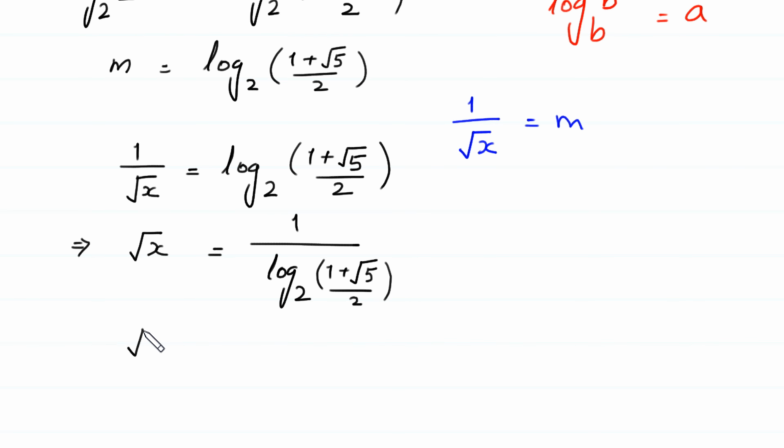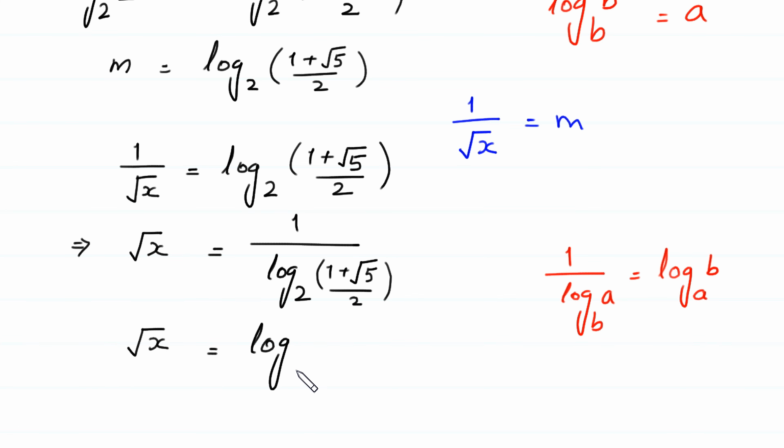Next, square root of x is equal to, according to this log property, 1 over log base b of a is equal to log base a of b. We can write this 1 over log base 2 of 1 plus square root of 5 over 2 as log base (1 plus square root of 5 over 2) of 2.